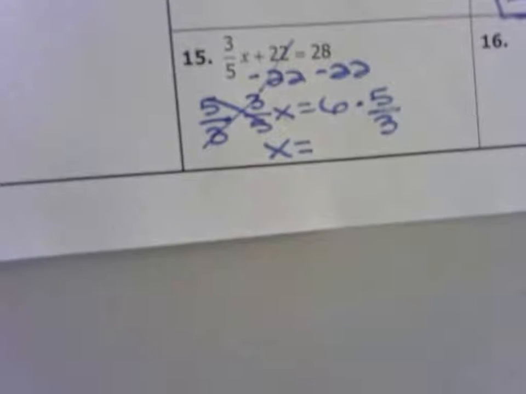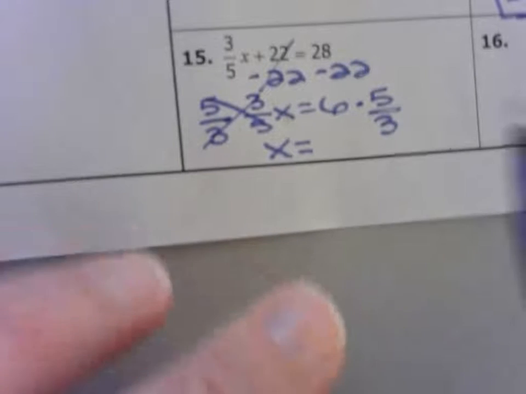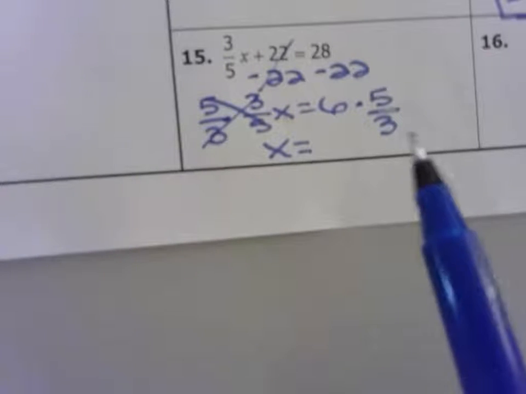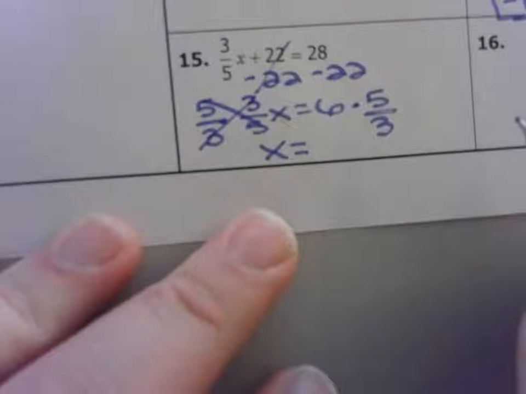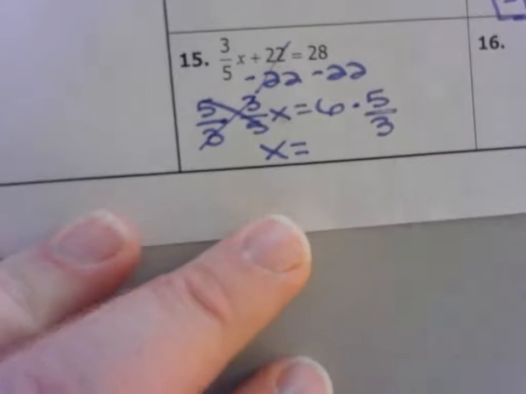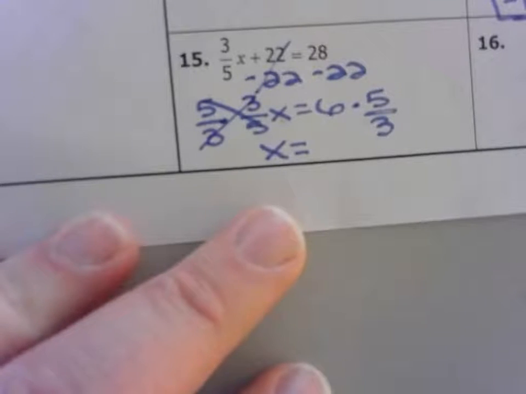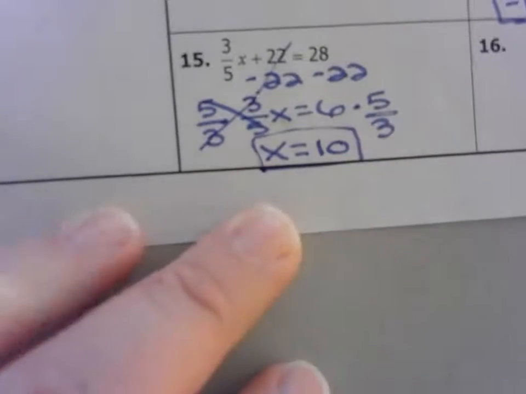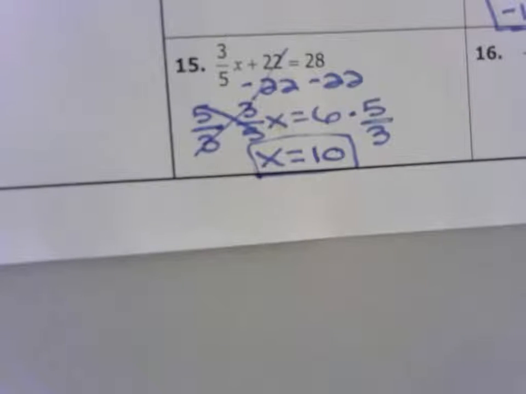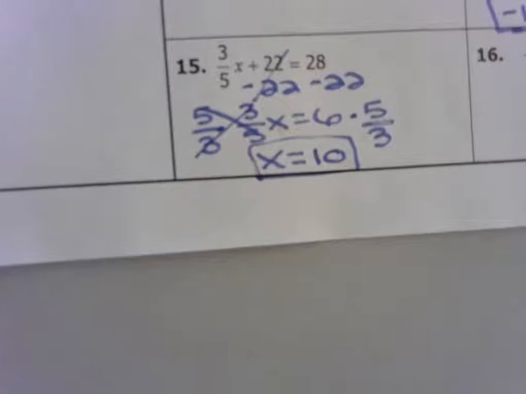And what is 6 times 5/3? Let's see. Ian, what is 6 times 5/3? Yep, 10. Good. x is 10. So even though you have a fraction, use your calculator. Okay? Let's do one more and then we'll be done.